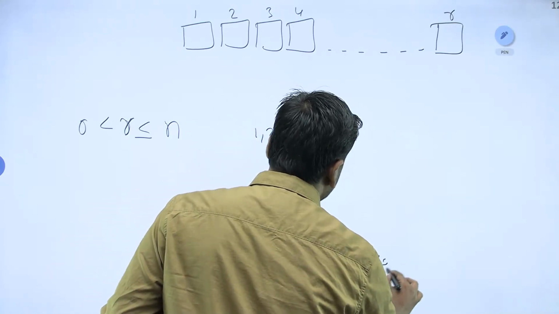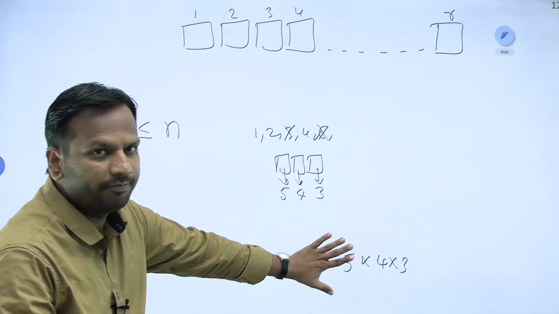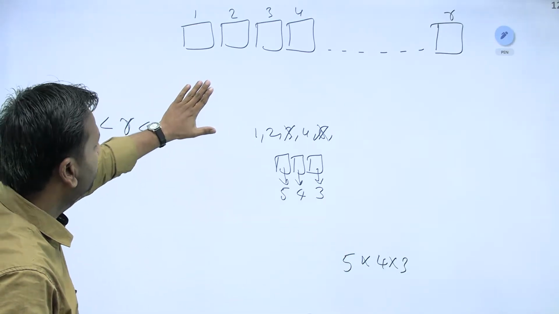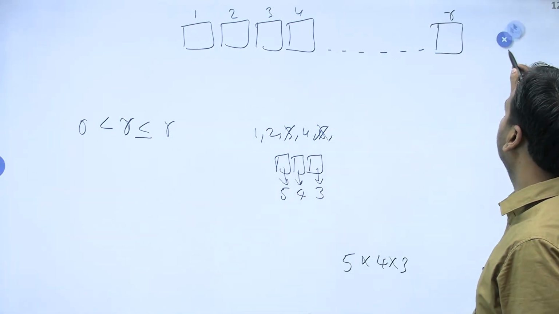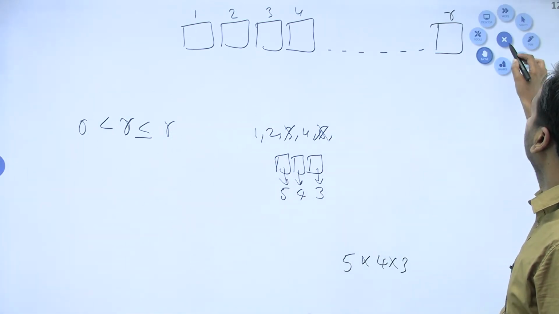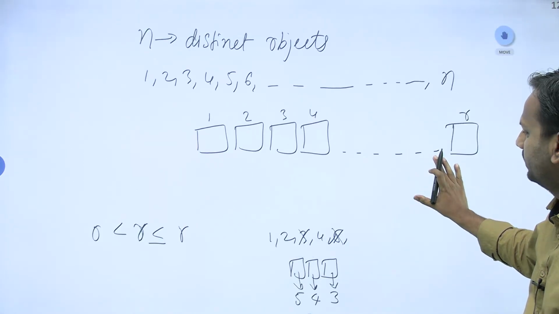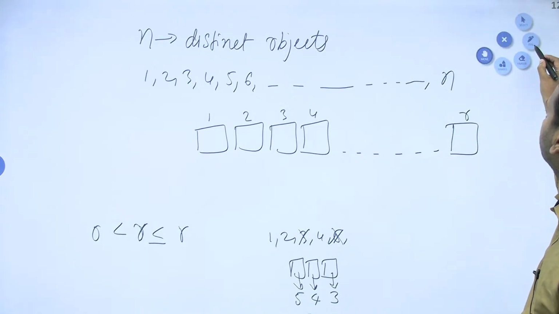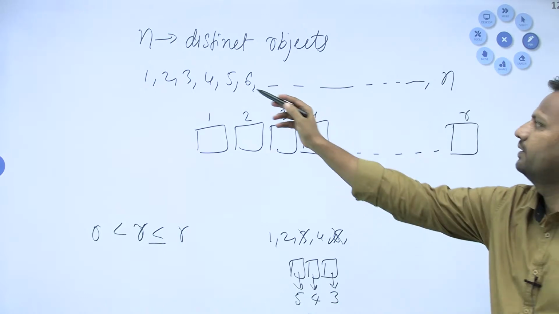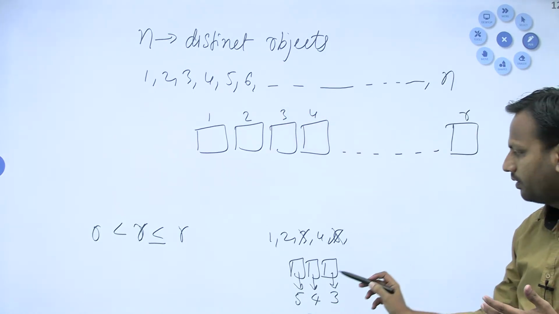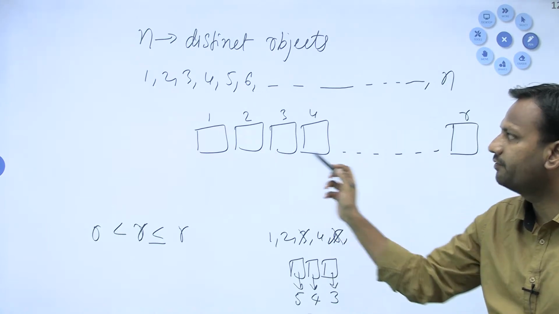5 into 4 into 3, right? 5 into 4 into 3. This is the FPC rule. Now you see, students, in the same sense, what we have here, instead of 5 numbers, we have n numbers.